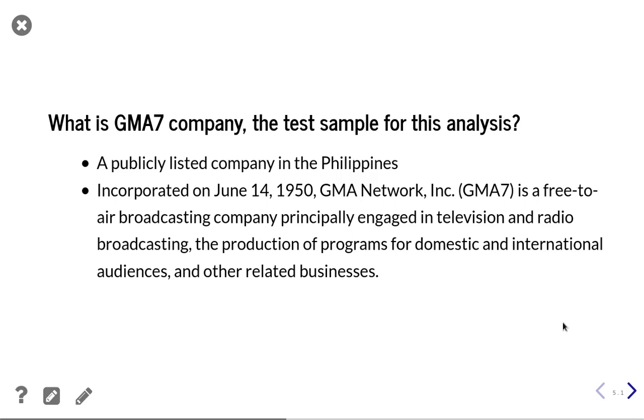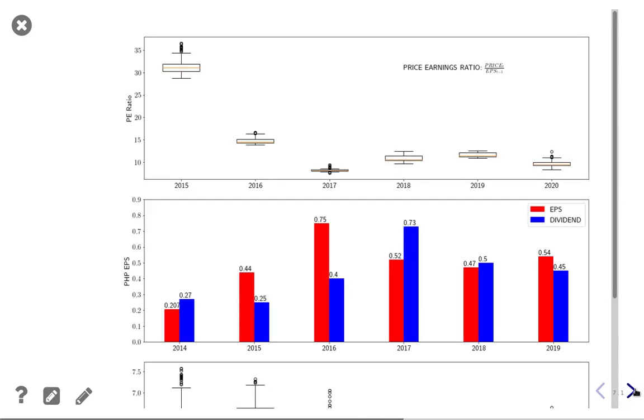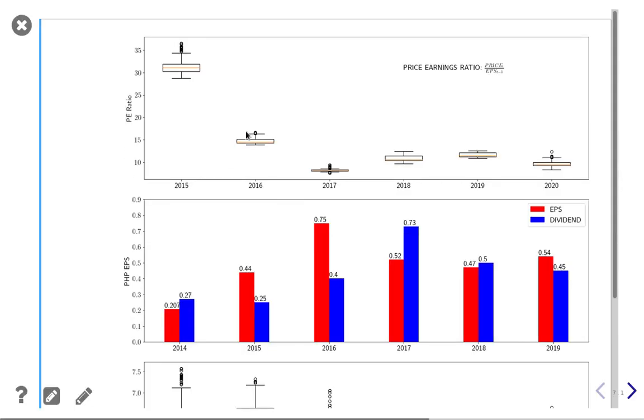GMA7 is a publicly listed company in the Philippines. You can check it out on the website. First, we're going to visualize the data. In the graph on top, you can see the behavior of the price to earnings ratio over time. In 2015, it is very high, in the range of about 27 to 35. On the graph below, this is primarily caused by a 100% increase in earnings. From 0.287, the earnings were estimated to almost double for the next year, so the price to earnings ratio is very high.